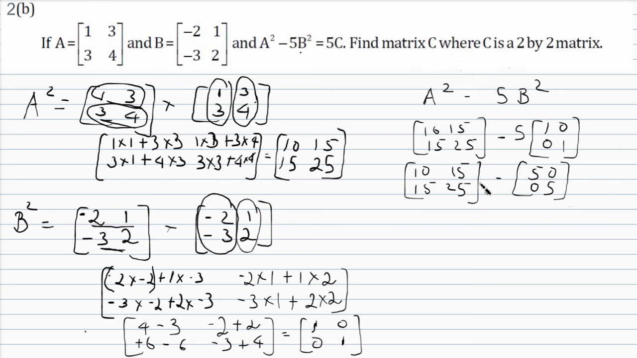Now if we subtract this, while subtracting, we subtract it individually. So 10 minus 5 is 5, 15 minus 0 is 15, 15 minus 0 again is 15 out here, and 25 minus 5 is 20. So A square minus 5B square is equal to this matrix.